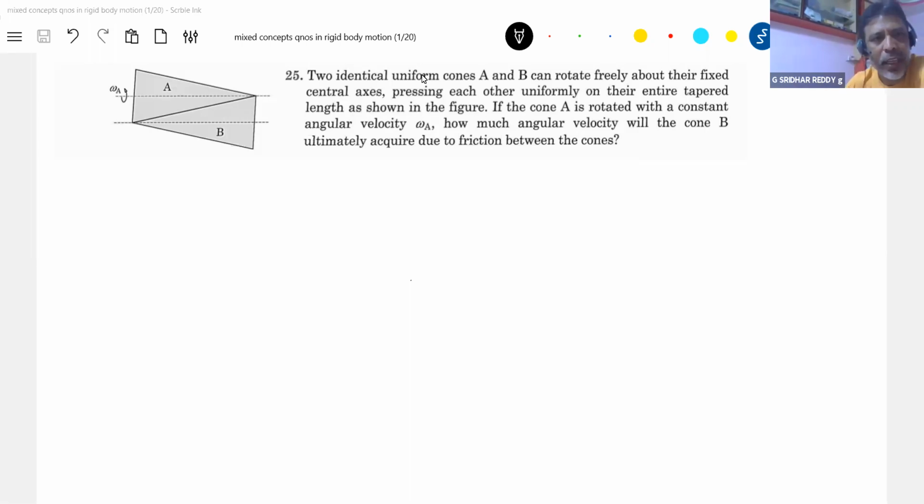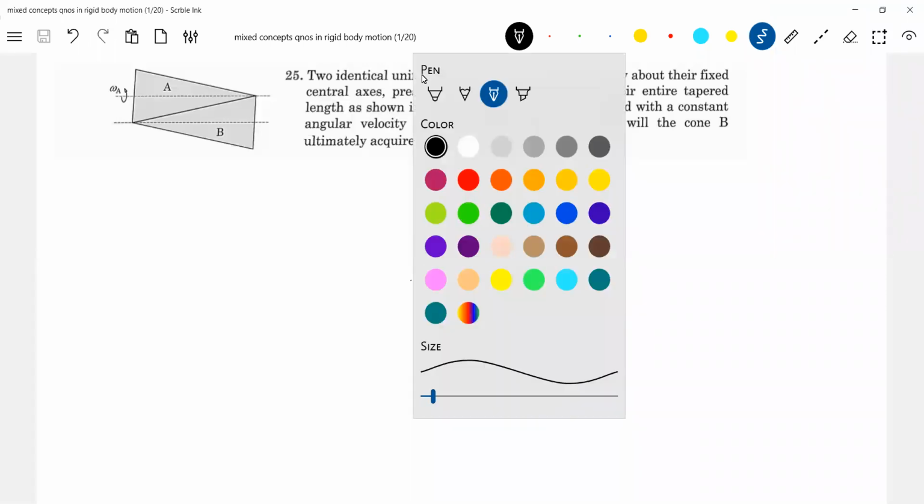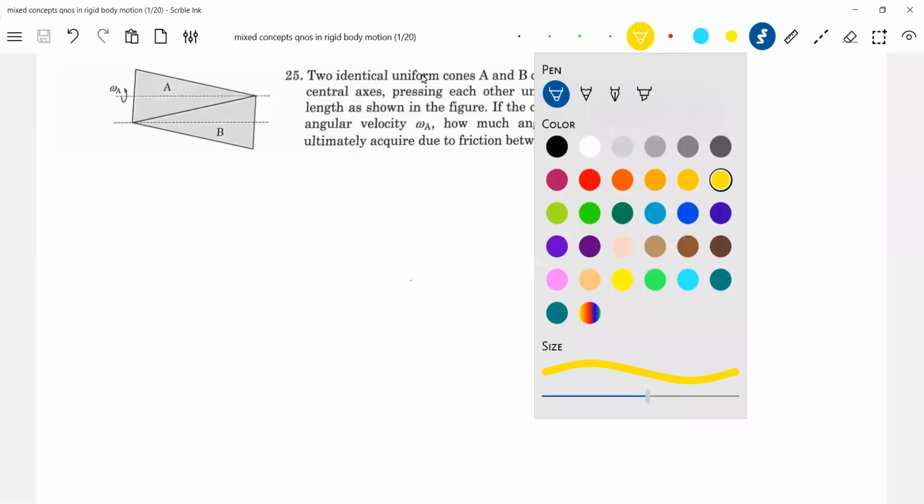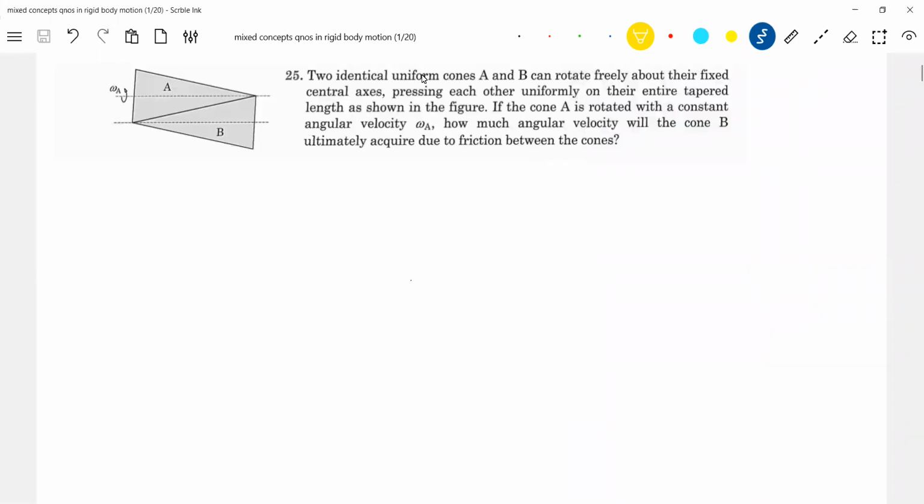Fine. So let me begin with this question. Read the question. They press each other uniformly. This is something very important, on their entire tapered length.